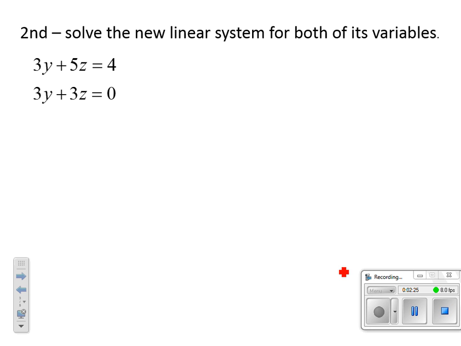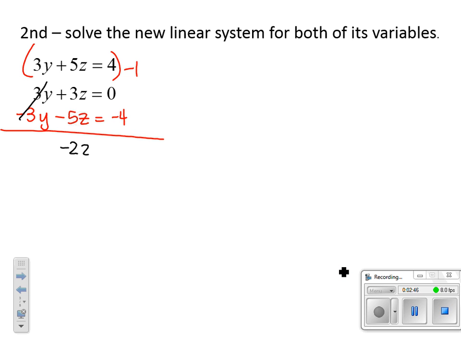In order to use elimination on these two equations, I need to multiply the top equation by negative 1. So I'm going to multiply the top equation by negative 1, and then I'm going to add them up. When I do that, this time my y's cancel out, and I'm left with negative 2z equals negative 4. Divide by negative 2, and z will equal 2. Okay, that's one variable that I have found.